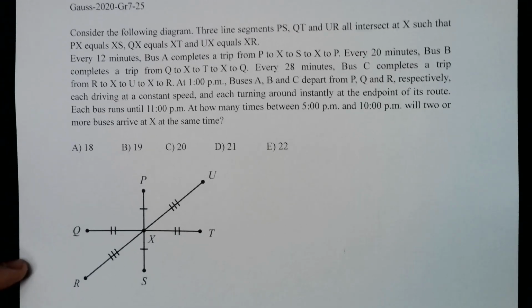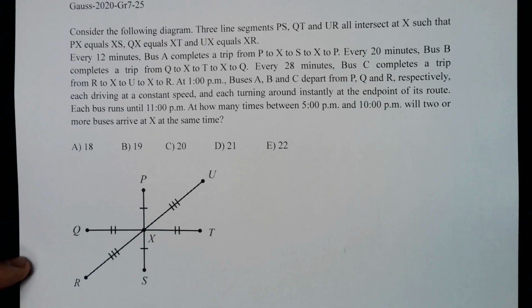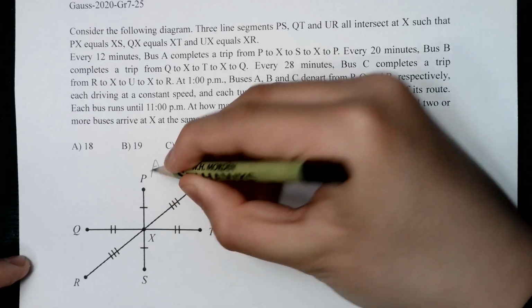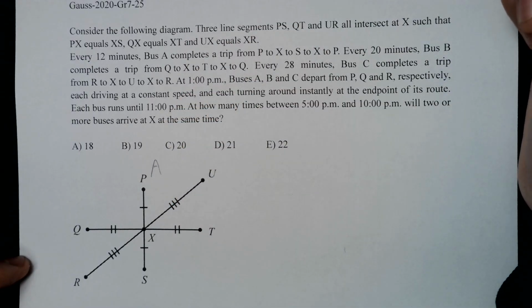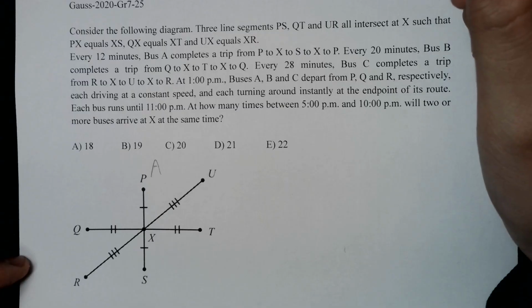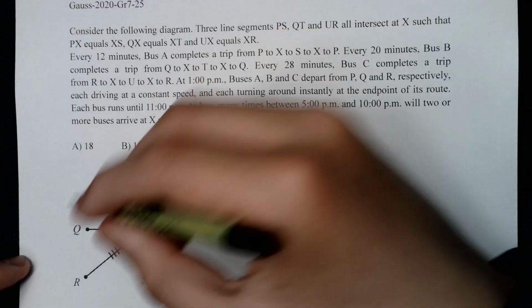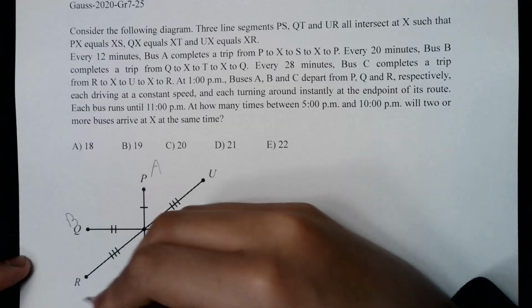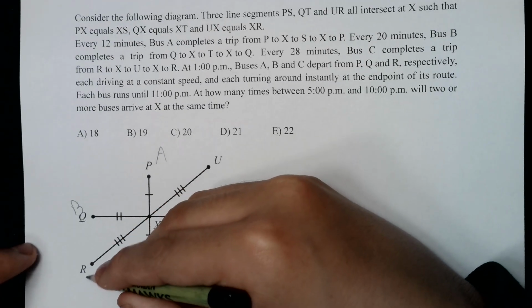Now, let's first look at where A, B, and C all start off from. So we know that A starts off at P, so I'll just write A here to show that A is going to start from here. B departs from Q, I'm pretty sure, let me double check. Yes, B departs from Q, so I write B here, and C departs from R, so right here.